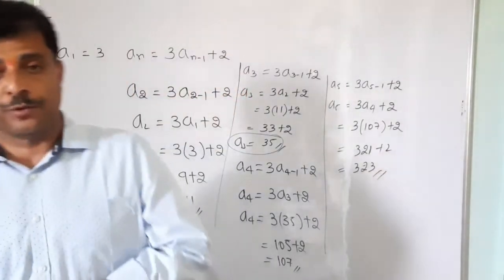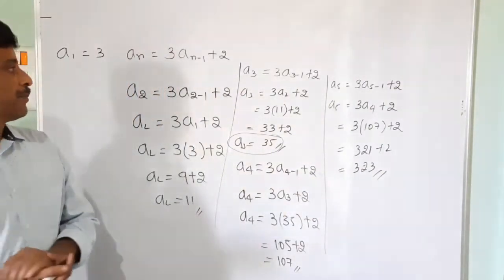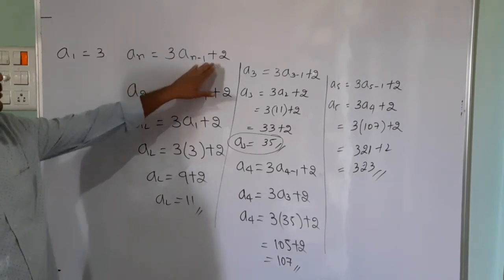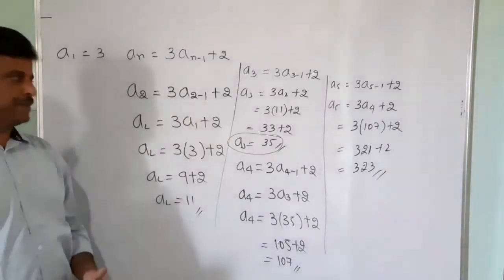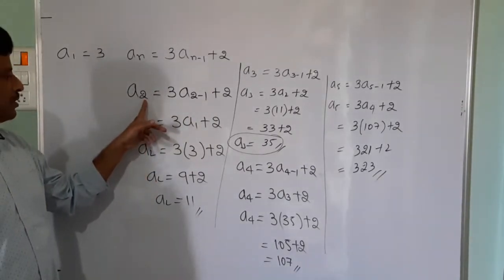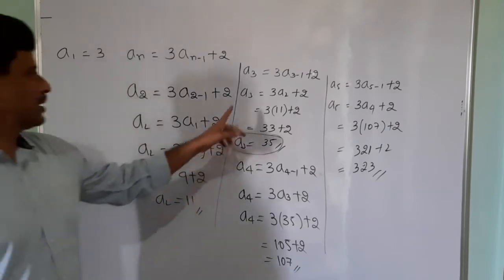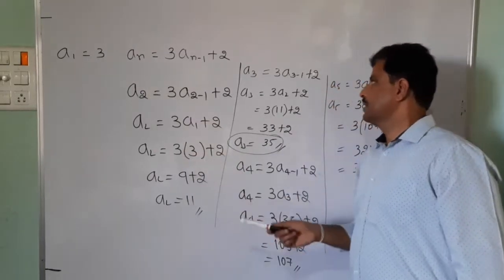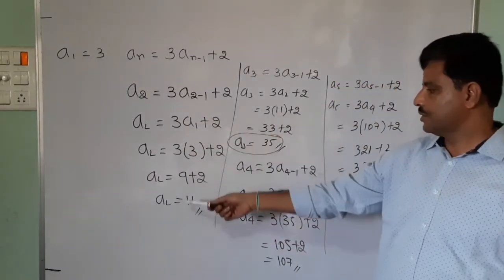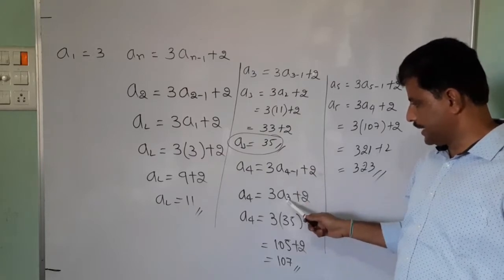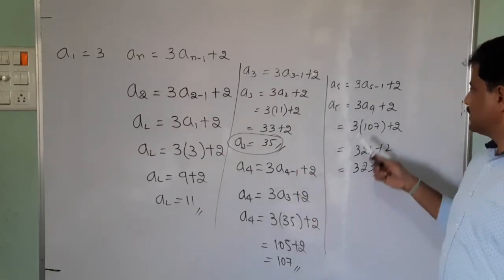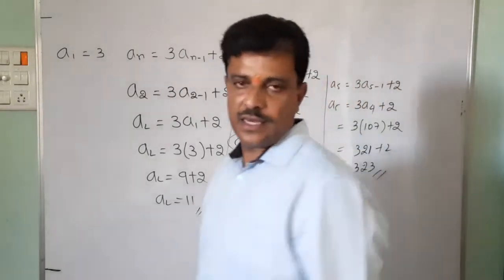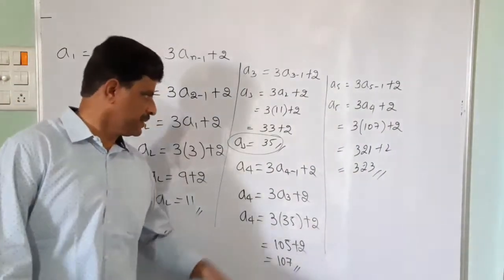Okay? This is one type of the problem. Did you understand this? Here A1 is given, An is equal to 3 An minus 1 plus 2. Find out first 5 terms. For A2, put n is equal to 2, to get the answer 11. For A3, substitute the A2 value here. Next A3, 35 substitute here. Next A4, 107 substitute here. So these are the main important problems. Write on this.